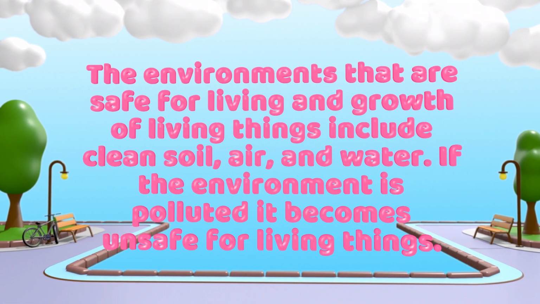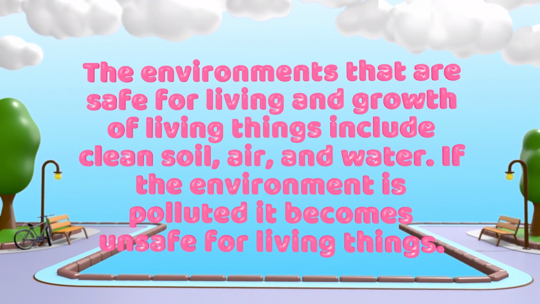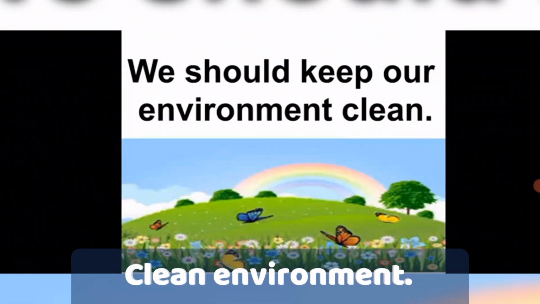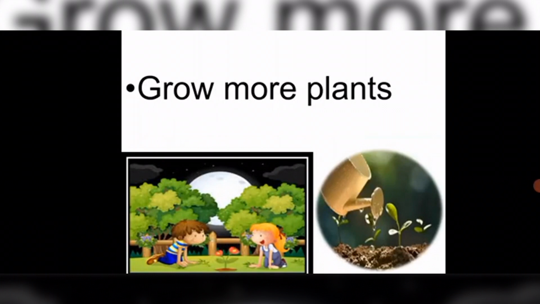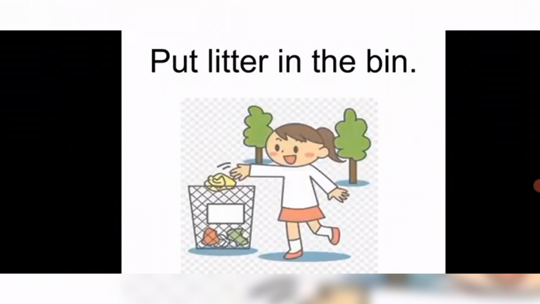If the environment is polluted, it becomes unsafe for living things. We should keep our environment clean because a clean environment helps the survival of living things. How? We can keep our environment clean by planting trees, avoiding cutting down trees without planting new ones, and putting wastes in the dustbins.